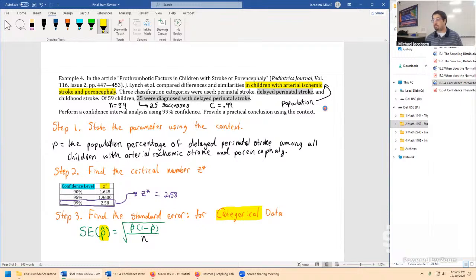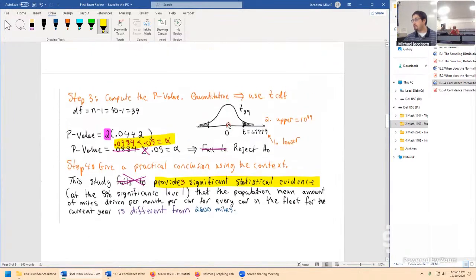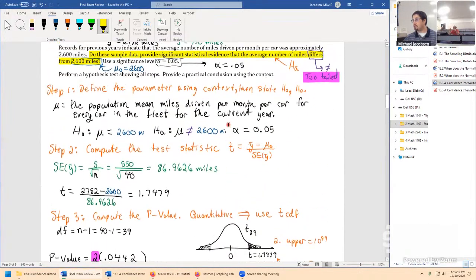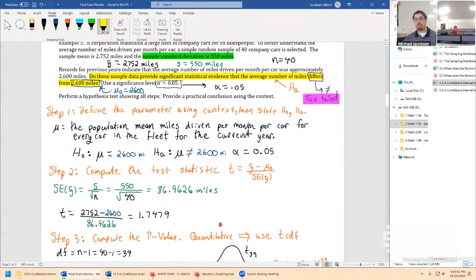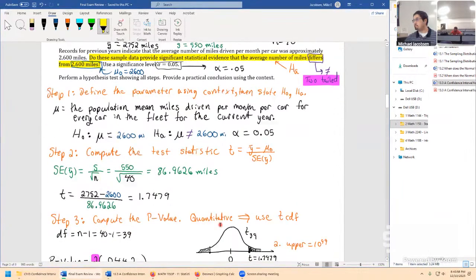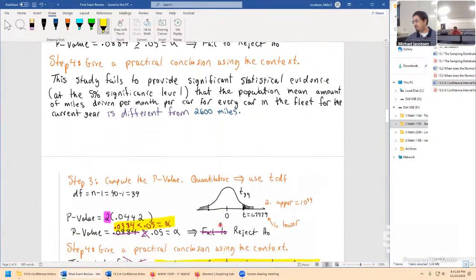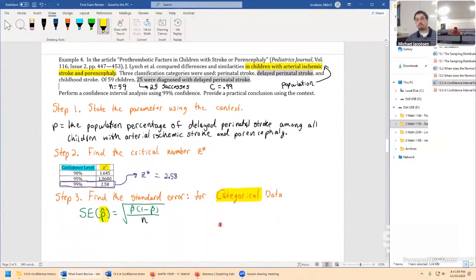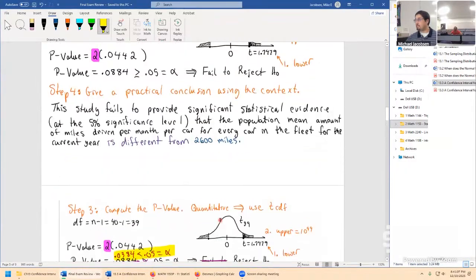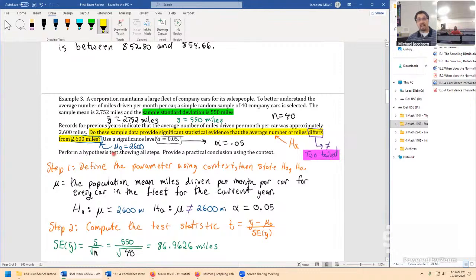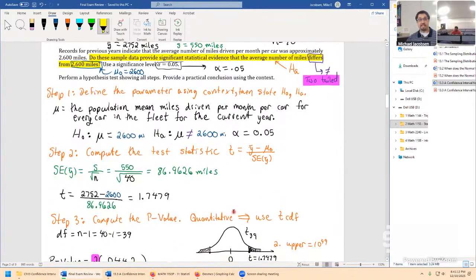For example, I have 3 questions, just for note state purposes. So example 3 that we just did was a hypothesis test. I'm just labeling the top of my notes. For example 4, I put a confidence interval for categorical data, so I can reference it quicker. And then example 3 would have been a hypothesis test for quantitative.